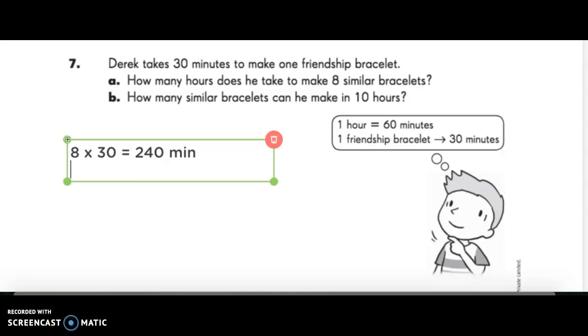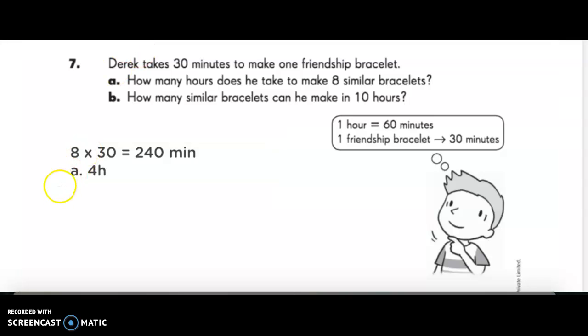Now we need to think about if we were to convert this into hours. So how many hours are in 240 minutes? So 1 hour is 60 minutes, 2 hours is 120, 3 hours is 180, 4 hours is 240. So this equals 4 hours. So for A, you should have gotten 4 hours.